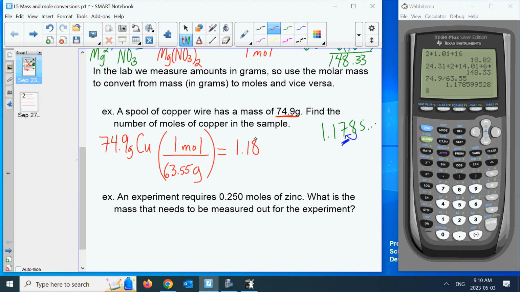Now, unit-wise, I've gotten rid of grams because that's what I wanted. What you want to get rid of goes on the bottom of the fraction, and what you want to keep is moles, the number of moles of copper. And I put MOL. That's not a spelling error, that's the abbreviation for moles. And I have to label what kind.